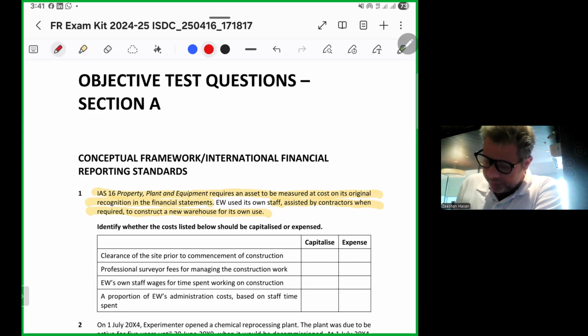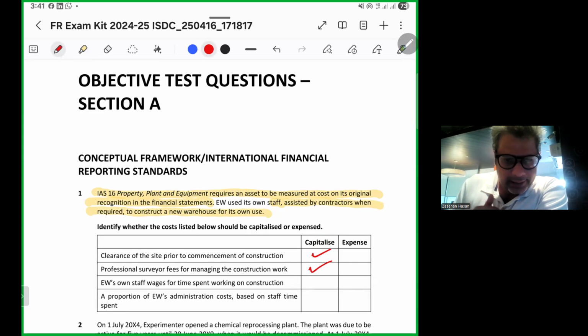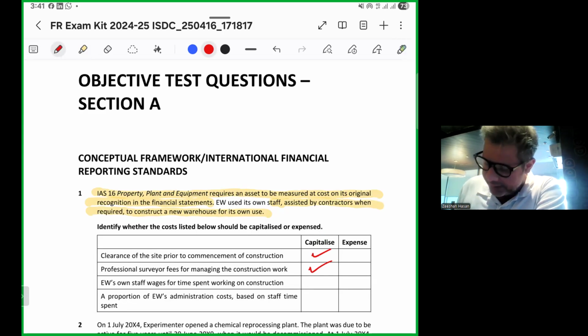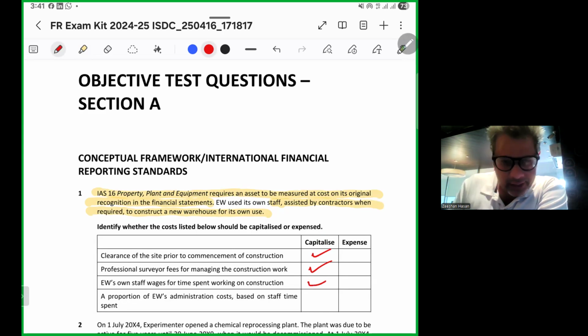Well, clearance of the site prior to the commencement of construction, it will be capitalized. Professional surveyor fees for managing the construction work, it will be capitalized. EW's own staff wages for time spent working on construction, yes, it will be capitalized. And the proportion of EW's administration cost based on staff time spent, it's an expense.